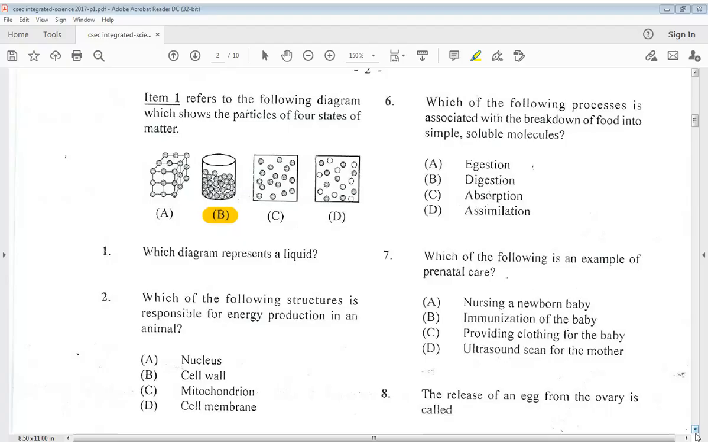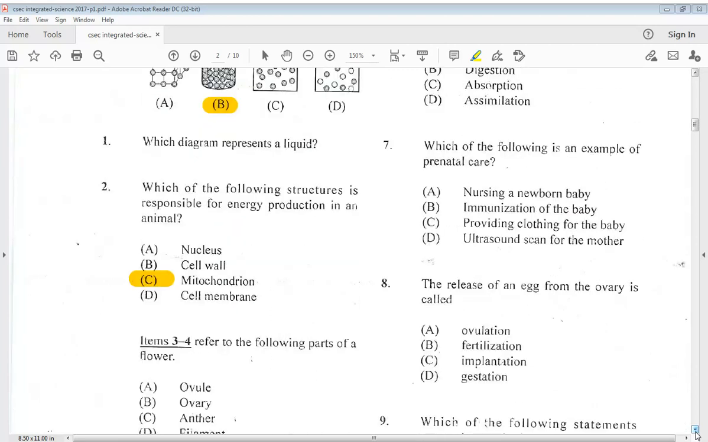Which of the following structures is responsible for energy production in an animal? We know this is another repeated question. So we know the answer is C, mitochondria. Let's look at number 3.